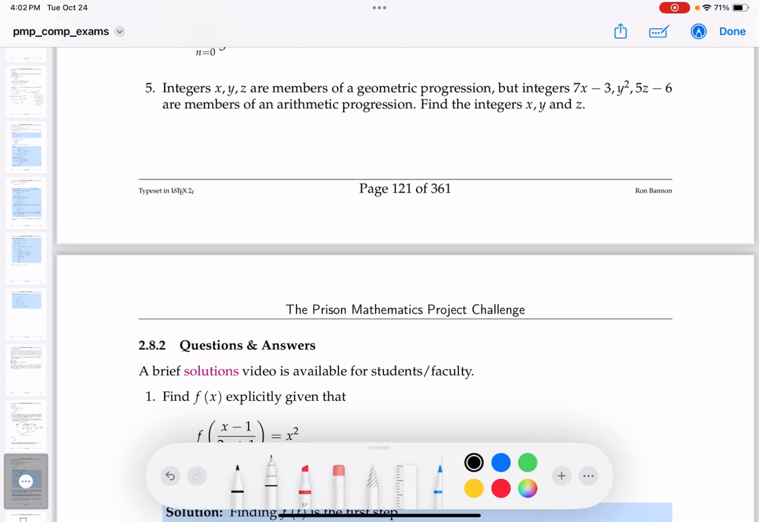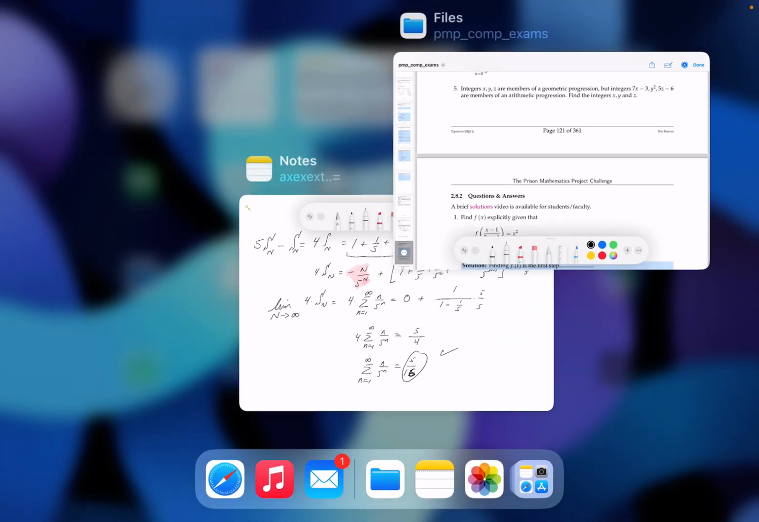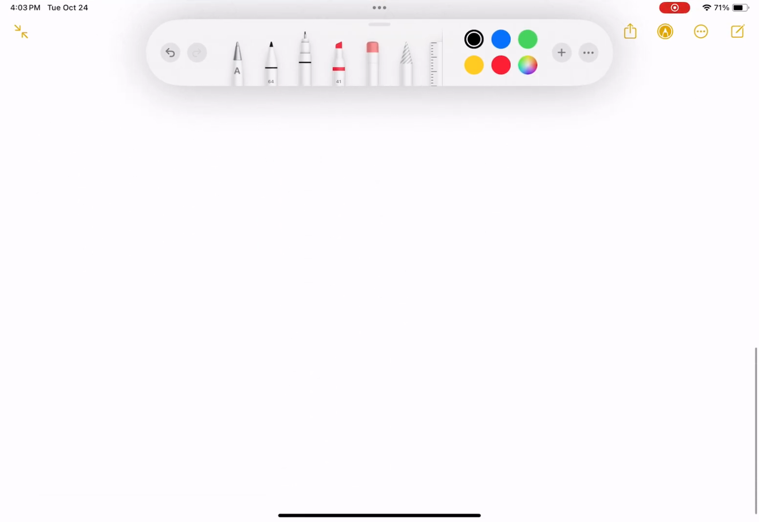All right, for number five, they said they're integers, x, y, and z, and they're members of a geometric progression. But the integers 7x minus 3, y squared, and 5z minus 6 are members of an arithmetic progression. Find the integers x, y, and z. So I'm going to go to the whiteboard and try to figure out what's going on here.